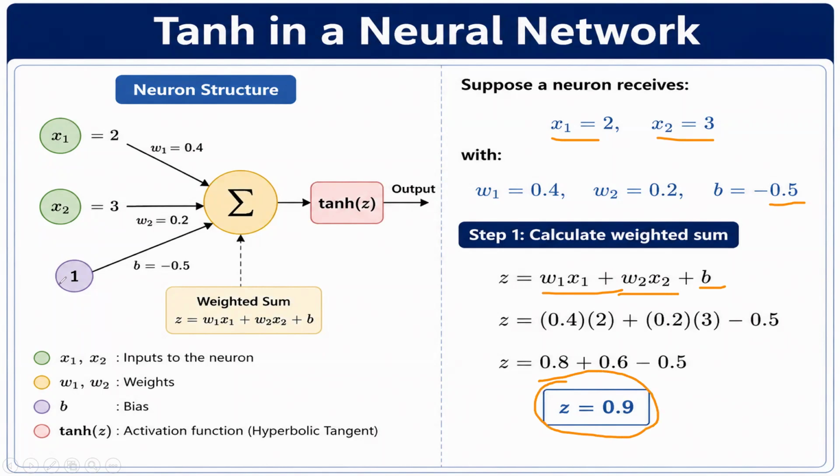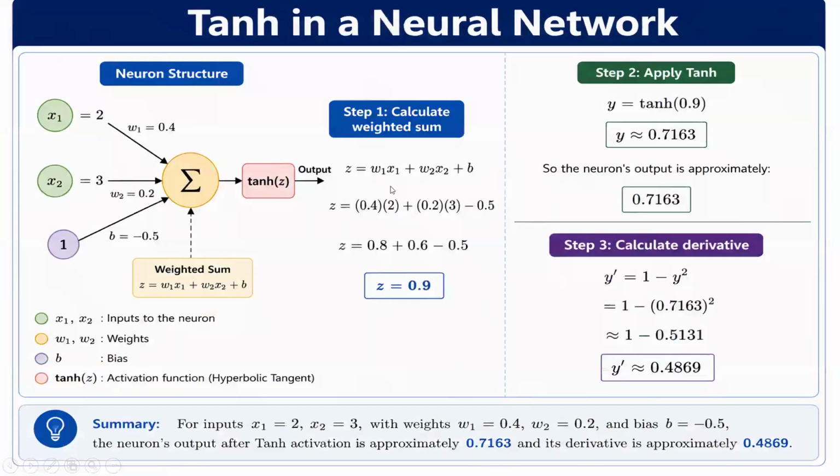Now let's go next. So we have calculated the value of Z. Now pass it to tanh. So Y is equal to tanh of 0.9, which is nothing but 0.7163. And the derivative, if you calculate, y dash is equal to 1 minus y square. So y dash is equal to 0.4869. So this is how the derivative value is calculated.